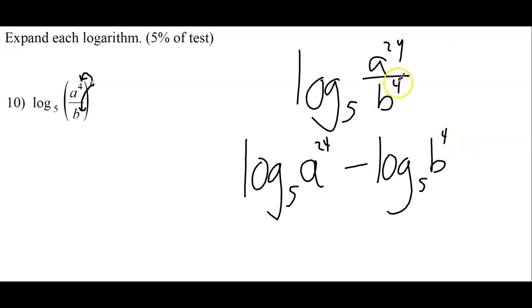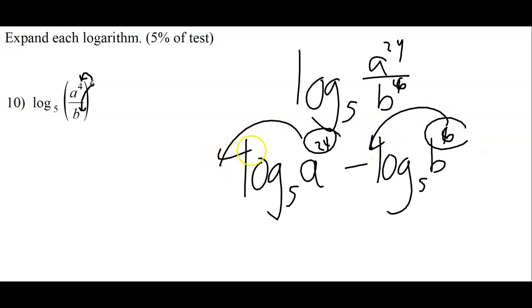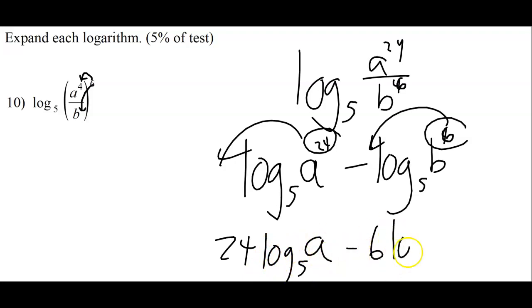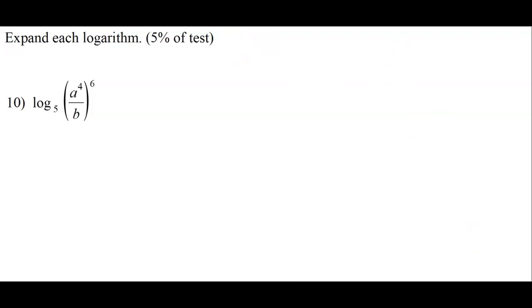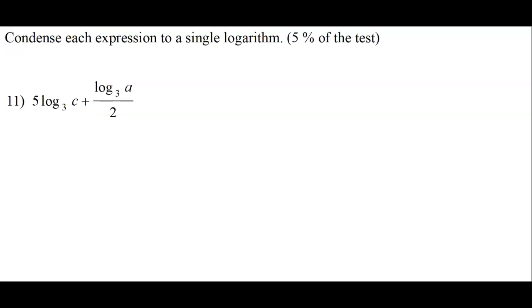And actually, I have a boo-boo here. This is not supposed to be 4, it's supposed to be 6. My bad. And then finally, we can use that other log property. It says you can toss these exponents up here to the front. And so we have 24 log base 5 of a minus 6 log base 5 of b. And that would be our final answer for number 10. Let's go ahead and take a look at number 11.